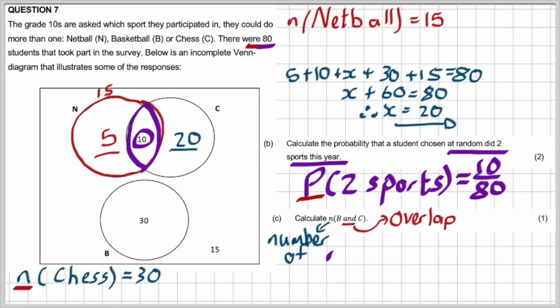Okay? So in other words, the N of B and C is 0. So the probability of a kid playing basketball and chess in this scenario is 0. Okay? So there are no kids that did those two sports together. The same with netball and basketball. Okay?